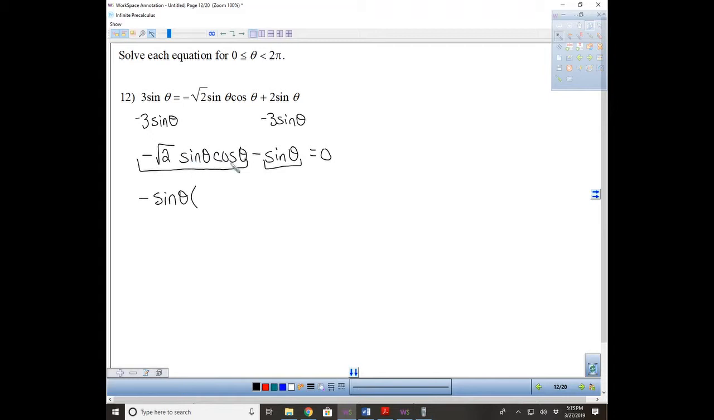So if I divide this by negative sine, that's going to leave me with square root of 2 and cosine. And if I divide negative sine theta by negative sine theta, I get positive 1. So now I have one factor right here that I can set equal to 0, and then I have one factor right here. So I'm going to set both of them equal to 0.